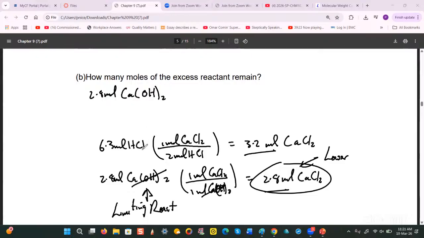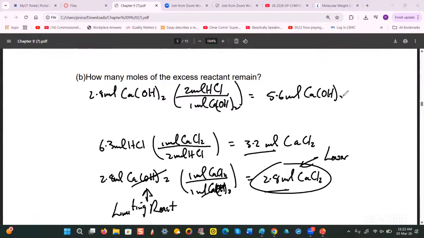And then I'll look at the mole ratio between the calcium hydroxide and the hydrochloric acid. If you look at the equation, you'll see that the mole ratio is 1-to-2. So what I would do is multiply this by 2 moles of HCl above and 1 mole of calcium hydroxide below. So this gives you 5.6 moles of calcium hydroxide.